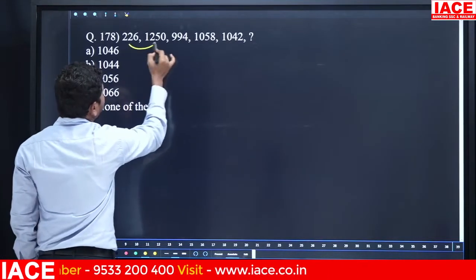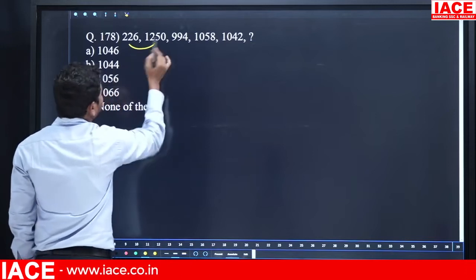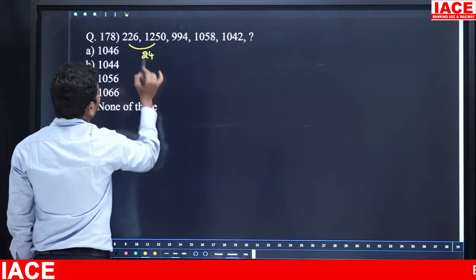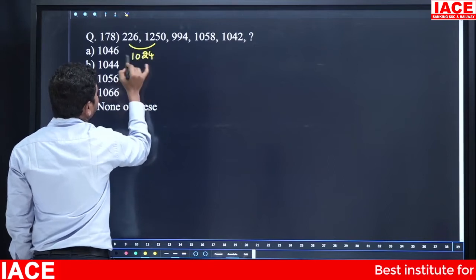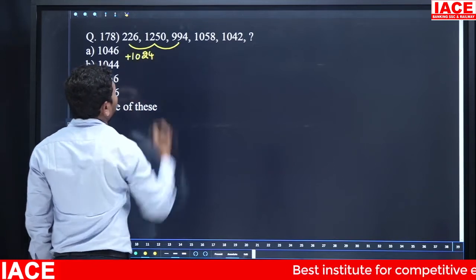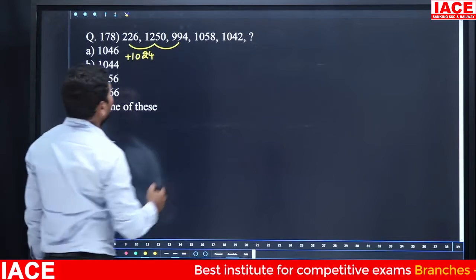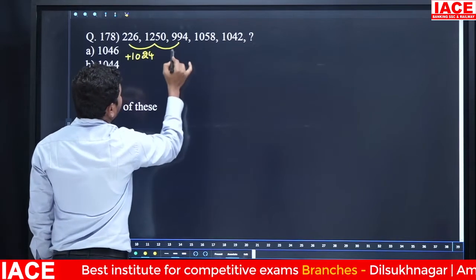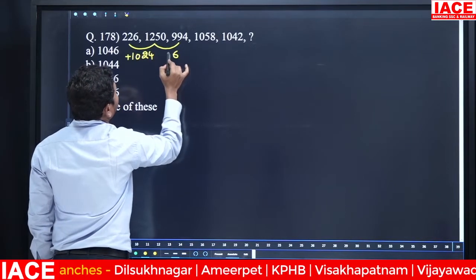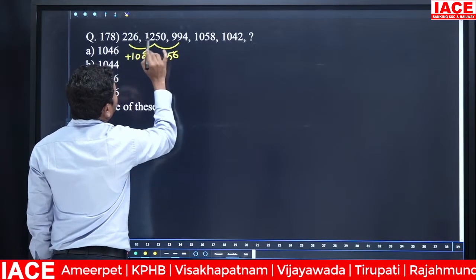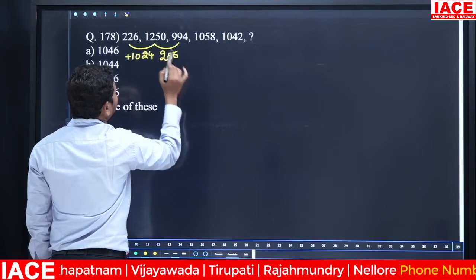Option D. Next, you can observe the differences. Here 226 became 1250. 26 became 54 means how much added? 24 added, and 10 became 1000, added. 1024 is added. Next, 1250 became 994. 994 means how much decreased? Then 0 minus 4 is equal to 6. Okay. Next 14 minus 9 is equal to 5. And here 11 minus 9 is equal to 2. 256 decreased.